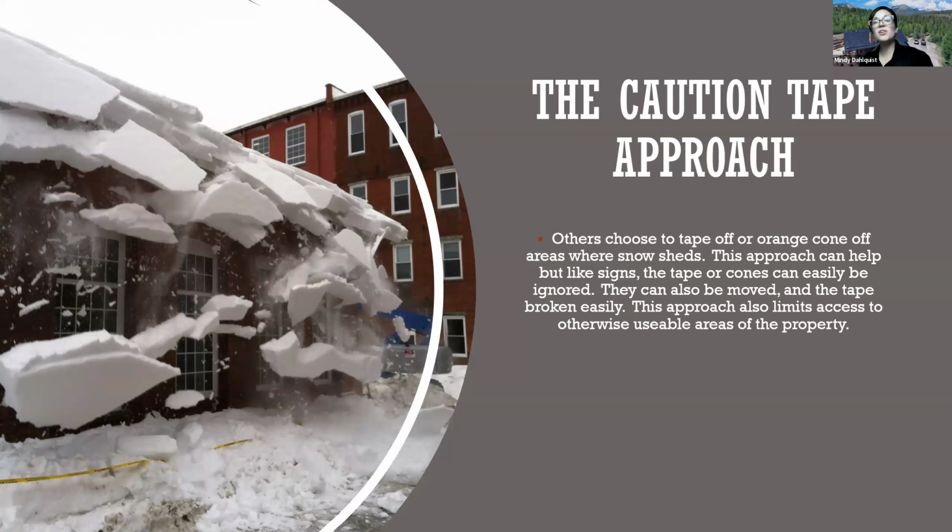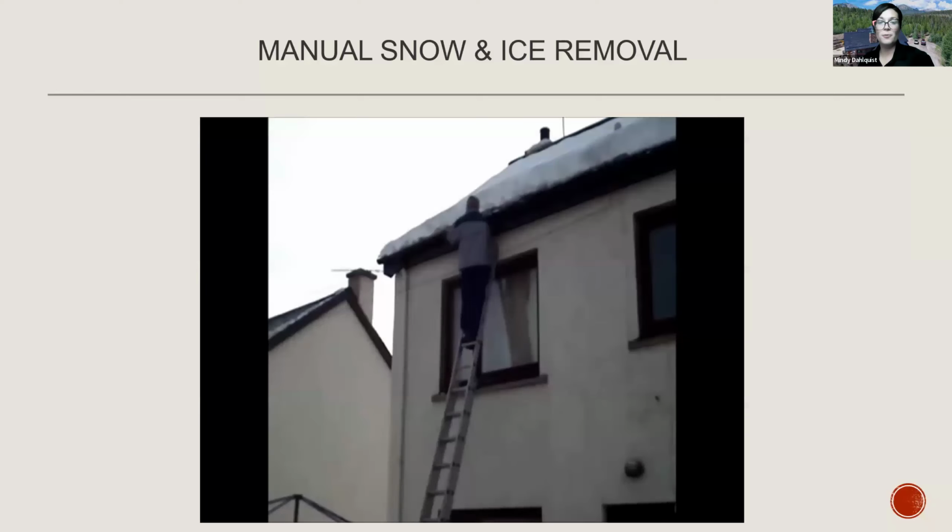So the caution tape approach, some do choose to tape off or orange cone off areas where the snow does shed, as you can see in this photo. That has many flaws to it, whether it can be moved, the tape can be broken, the snow falls on the tape, someone's kid is using it as a jump rope. You never truly know, but it's something that just does not work out so well.